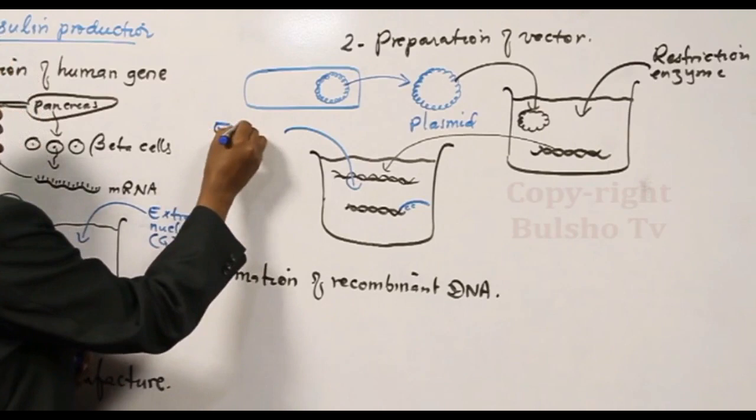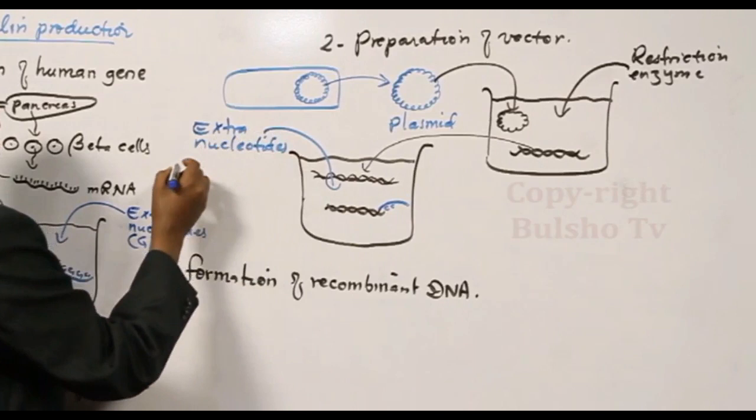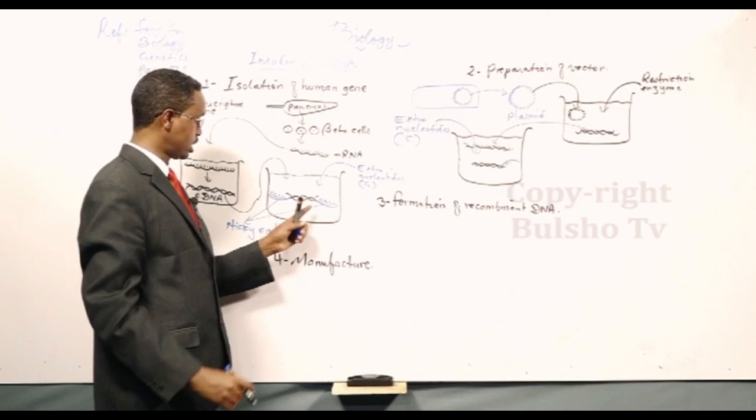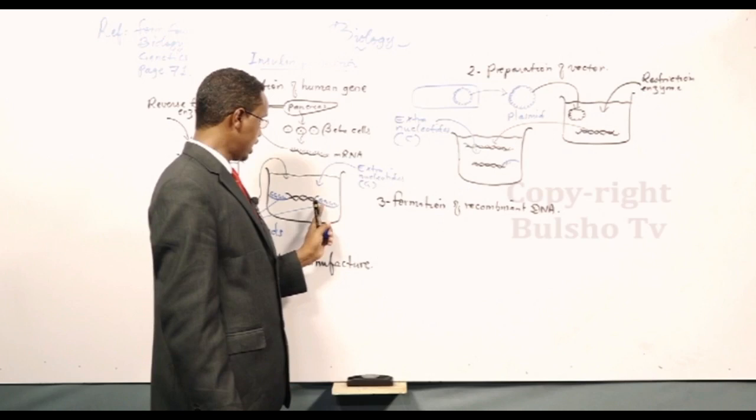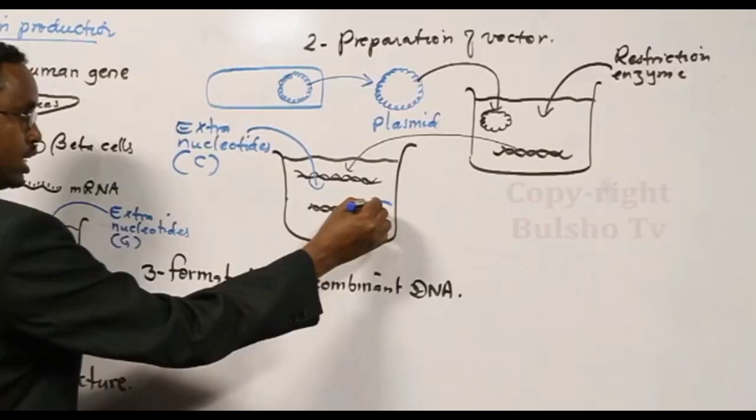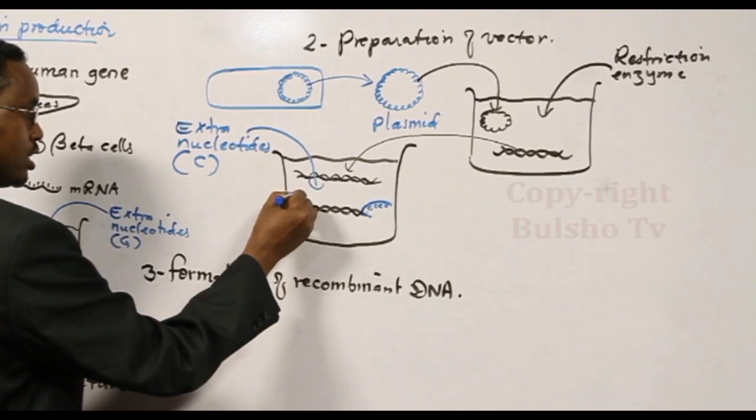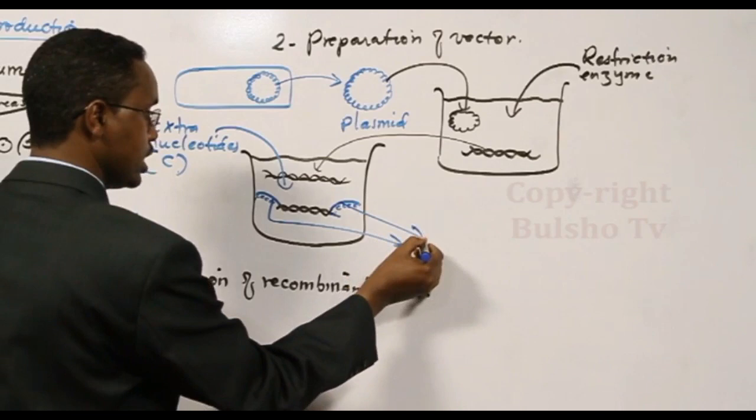Now, the nucleotides are cytosine. Since the previous time we used guanines, now we have to use cytosines, in order that cytosine attaches to guanine in here. Okay? Cytosine, cytosine, cytosine. These are called sticky ends.